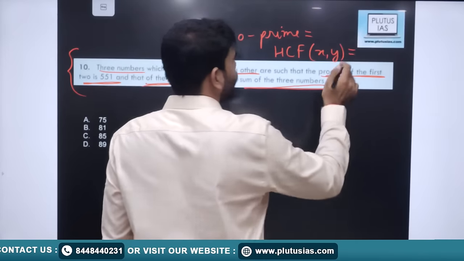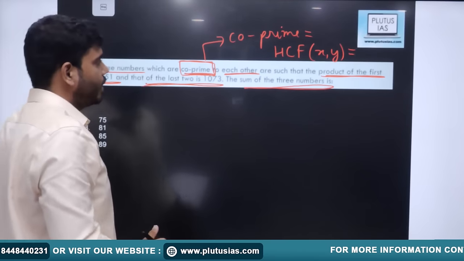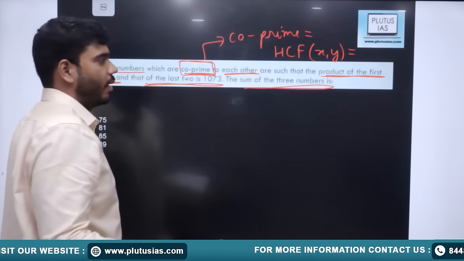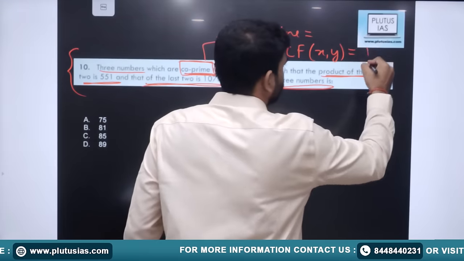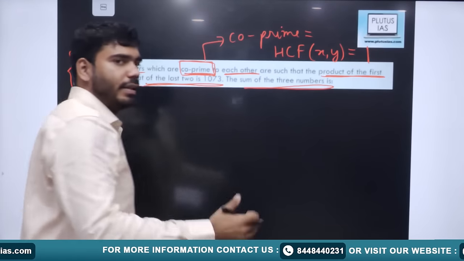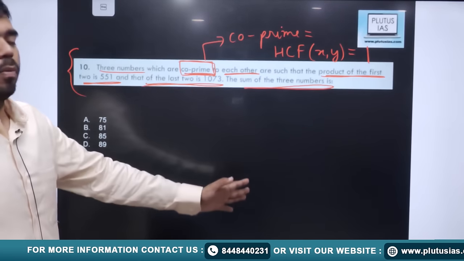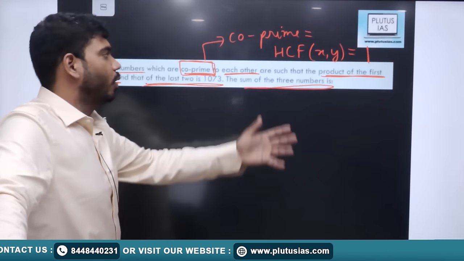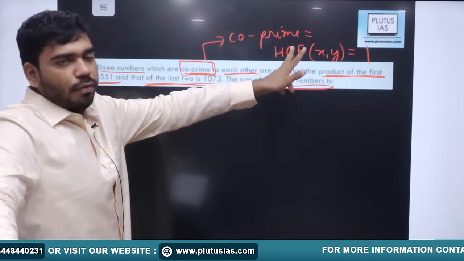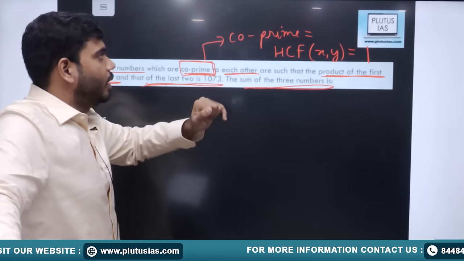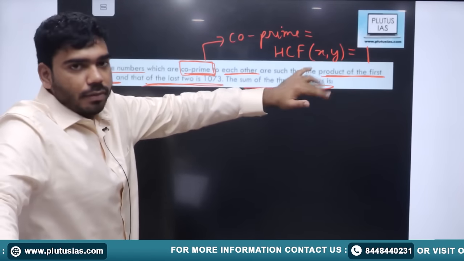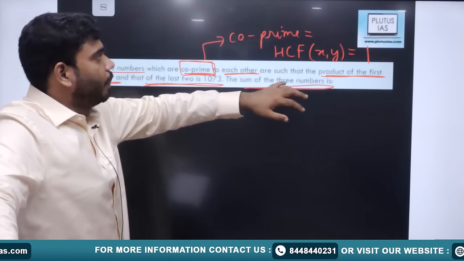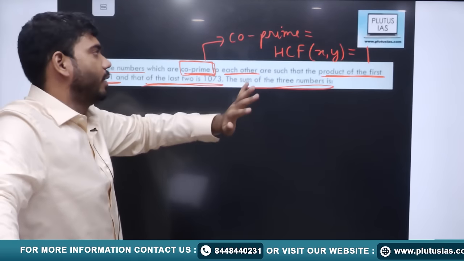Highest common factor of any two numbers is the HCF of the numbers, and we are seeing that the two numbers do not have any common factor. So what can be the HCF of the two numbers? 1, because 1 is the smallest number which is a common factor of all the numbers. So there cannot be any other factor greater than 1 of these two numbers. So that's why the HCF of this X and Y is 1, right? So numbers are co-prime when their HCF is 1.